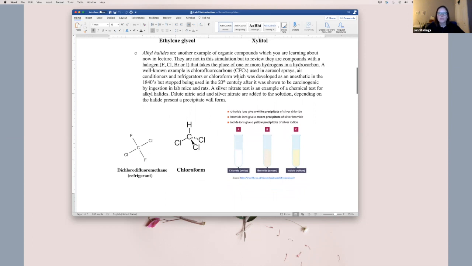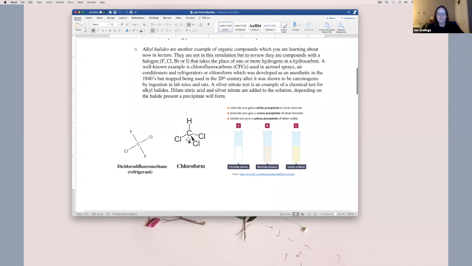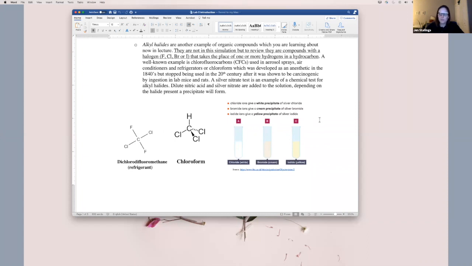So an example of those is CFCs or chlorofluorocarbons, like refrigerants or aerosol sprays or air conditioners. So there's an example of an alkyl halide. Another one is chloroform, which is interesting because it has a history in medicine. If you've ever watched an old movie where someone's kidnapped and they put a towel soaked in something against their mouth, it might have been chloroform, and it knocks them out. So it used to be used in surgery and for pain as an analgesic or anesthetic, and it stopped being used in the 20th century because it was showing a carcinogenic effect in mice and rats.